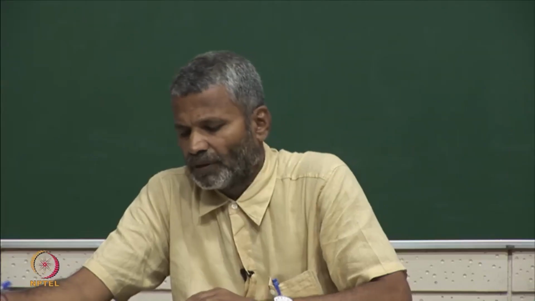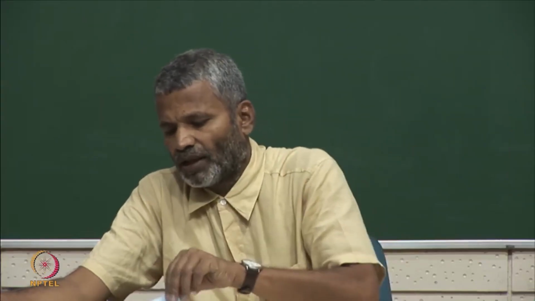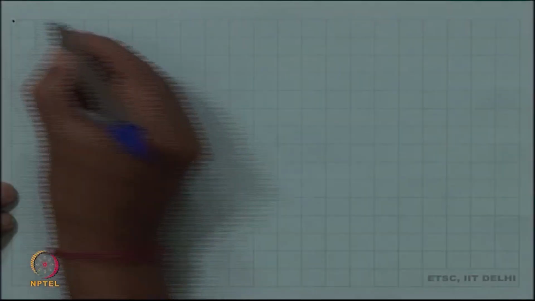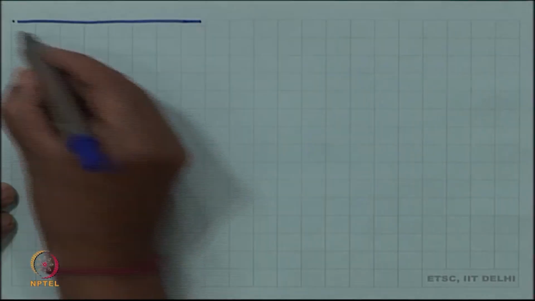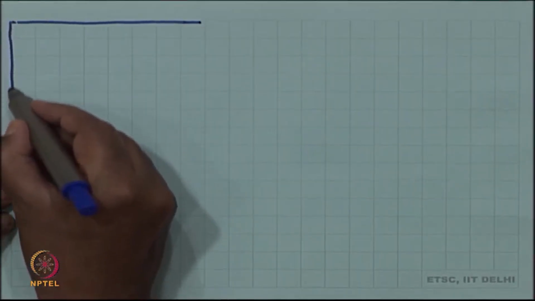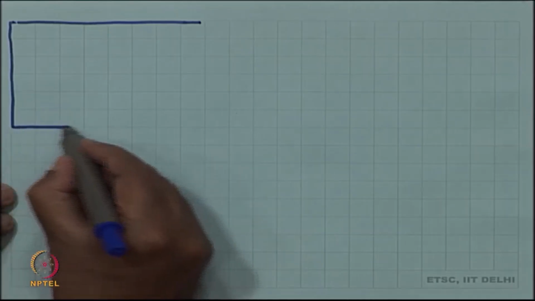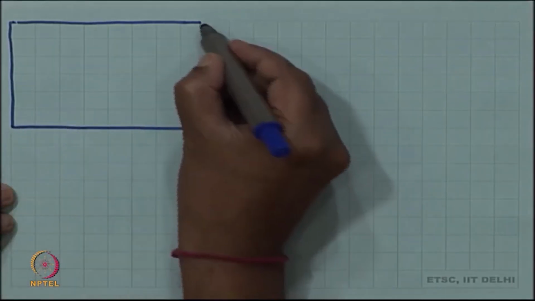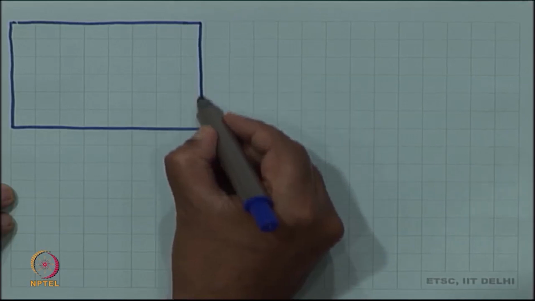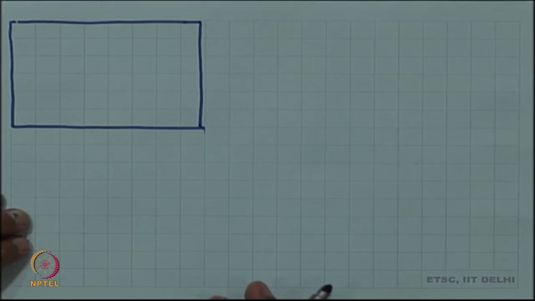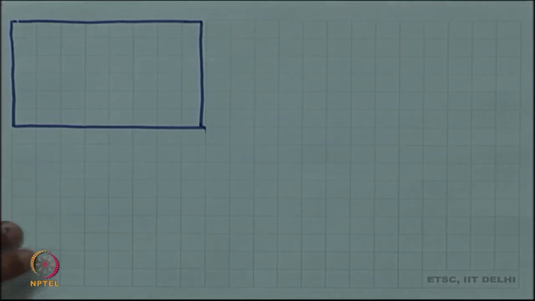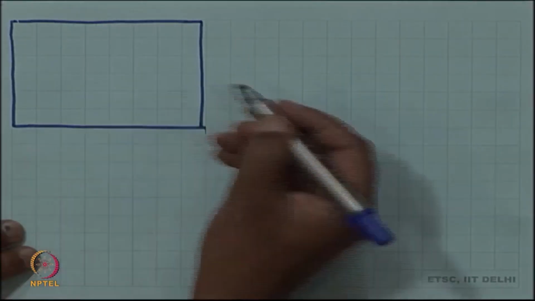So, let us continue the discussion of phase transformation. Let us look at nucleation, growth and overall transformation. So, let us imagine that we have a volume of material which is going to transform. Let us say that this box represents an untransformed material and gradually is going to transform.